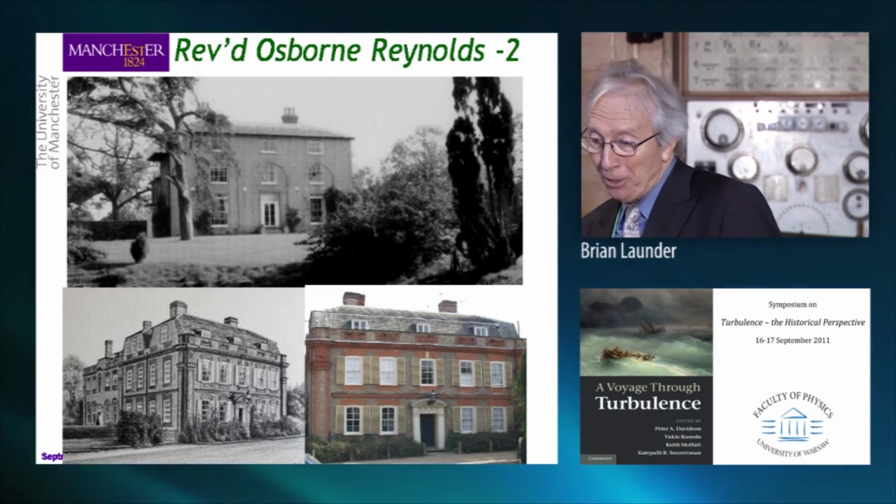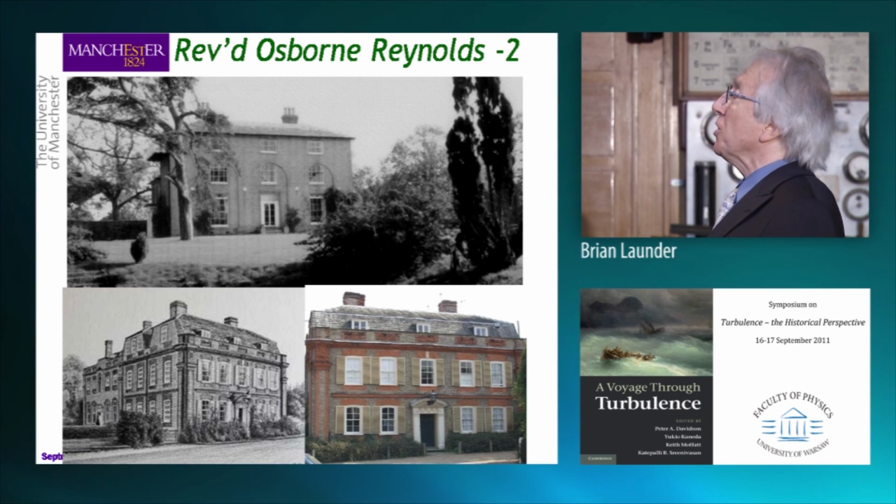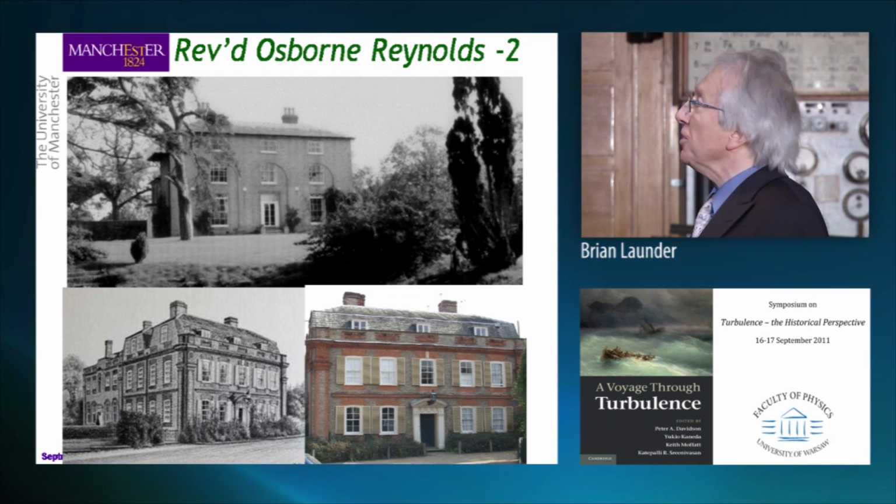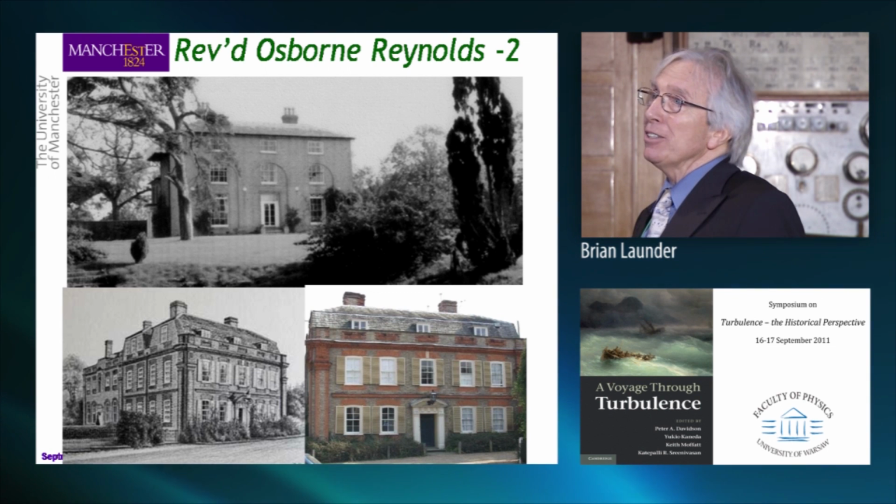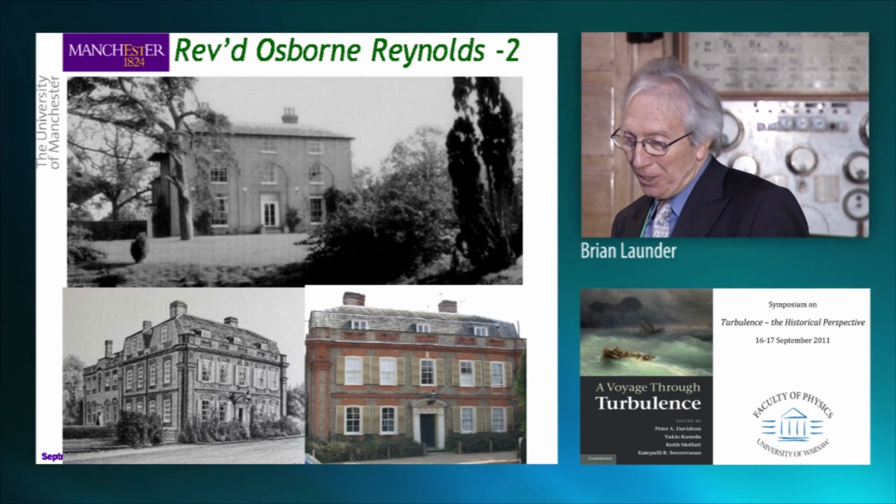Anyway, here we see two views of the school that the Reverend Osborne Reynolds took over the headmastership of. The one on the left is a 19th century inkwash painting of the school. The one on the right is a photograph I took about 18 months ago, I suppose. It's still there, looking very much the same. Alas, its function has changed. It's now been chopped up into various twee flats for the middle class.